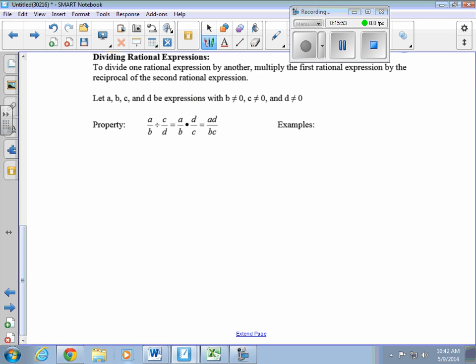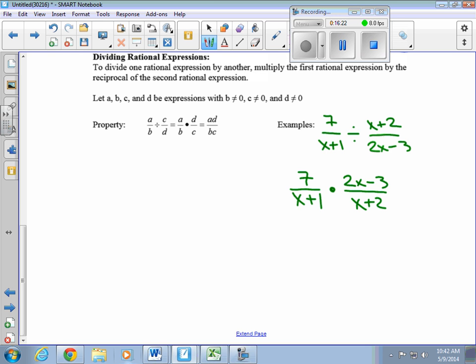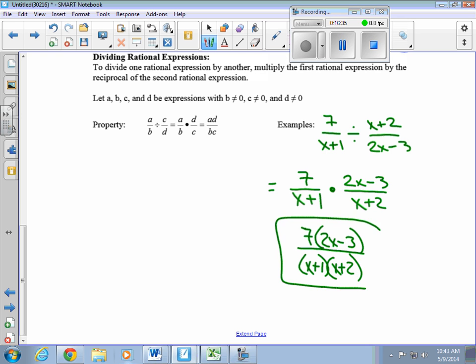So if we look at an example, we take 7 over x plus 1 divided by x plus 2 over 2x minus 3. So if we do this, we're simply going to multiply by the reciprocal. So it's going to be times 2x minus 3 over x plus 2. So essentially we're flipping that second fraction. So then our answer would be 7 times 2x minus 3 over x plus 1 times x plus 2. And notice in this problem, nothing cancels out. So that's how we're going to leave our answer.